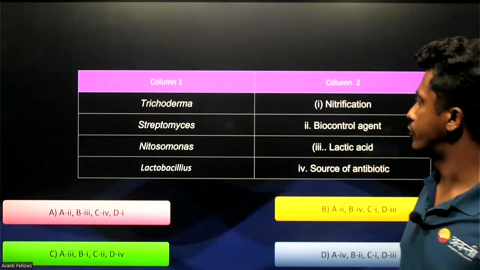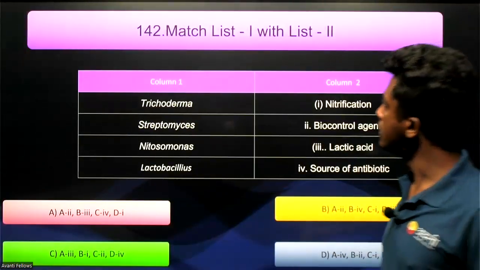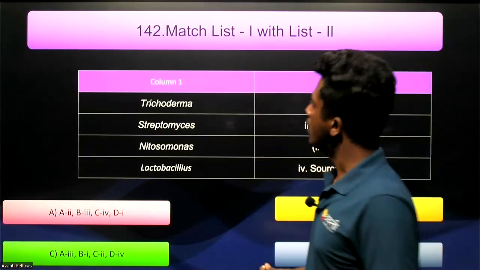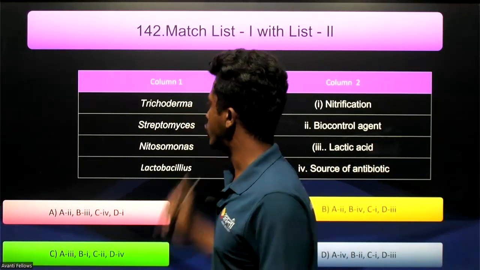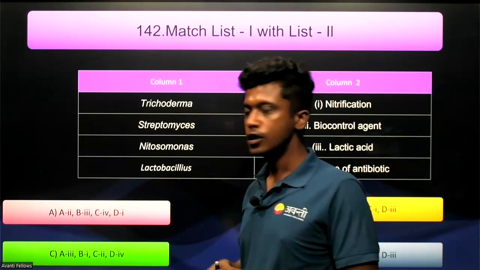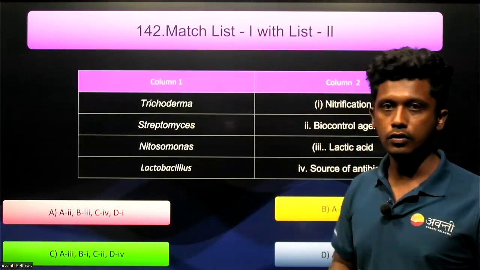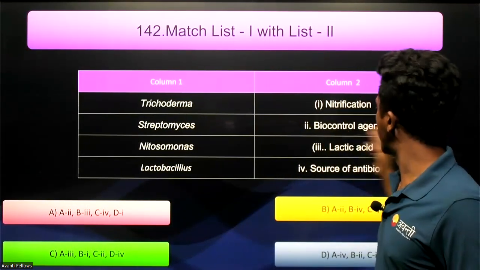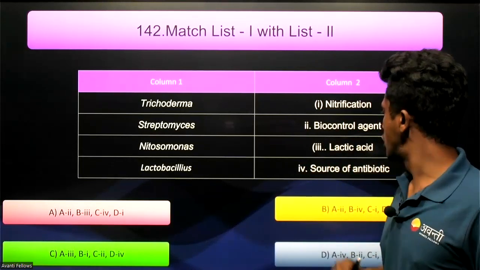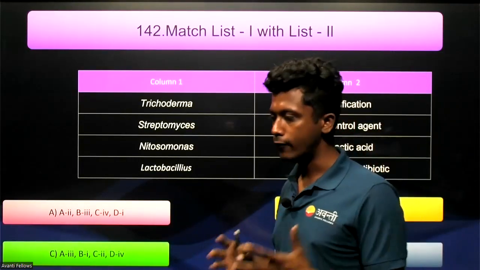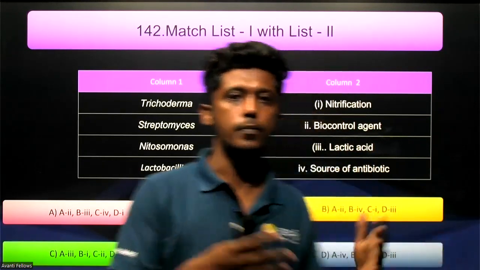So let's go for the next question. Here we have match the following. We have list 1 and list 2. Let's see what those are. In column 1, we have Trichoderma, Streptomyces, Nitrosomonas, and Lactobacilli. And then in column 2, we have nitrification, biocontrol agent, lactic acid, source of antibiotic. So when you look at these options, we have to say which microorganism is used for what purpose.